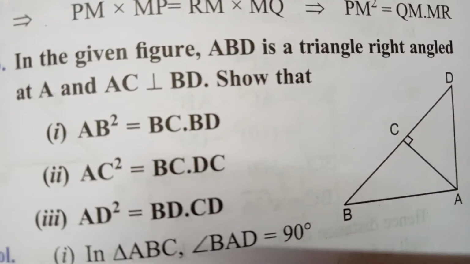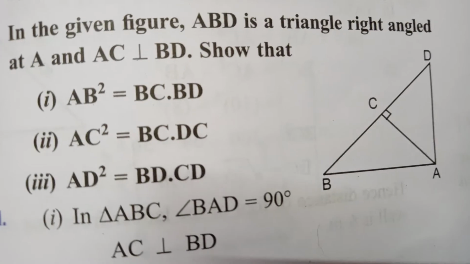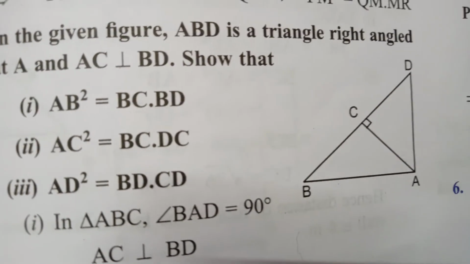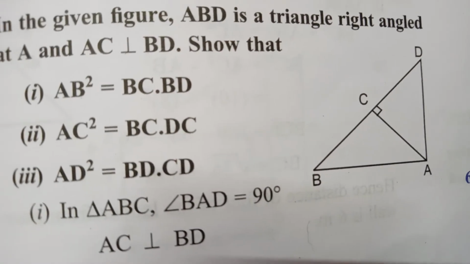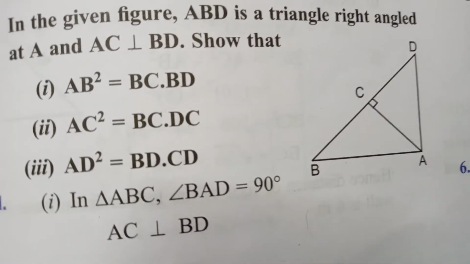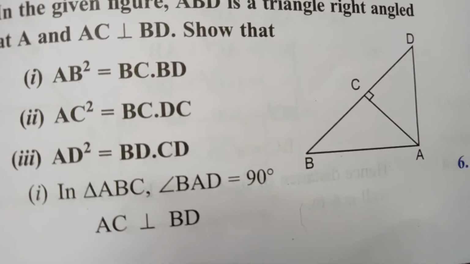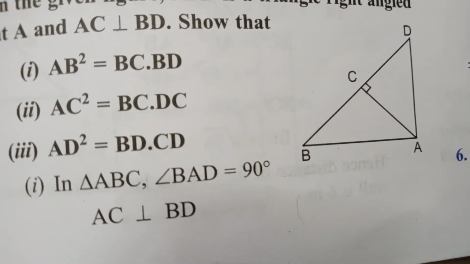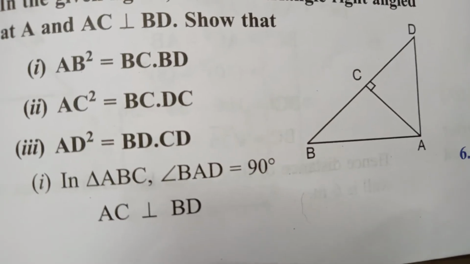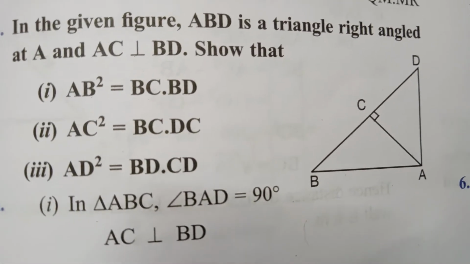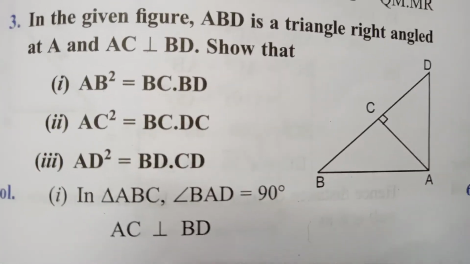Now question number 3. In the given figure, ABD is a triangle, right angled at A, and AC is perpendicular to BD. Show that first, AB square is equal to BC into BD. Second, AC square is equal to BC into DC. Third, AD square is equal to BD into CD. Question number 3.